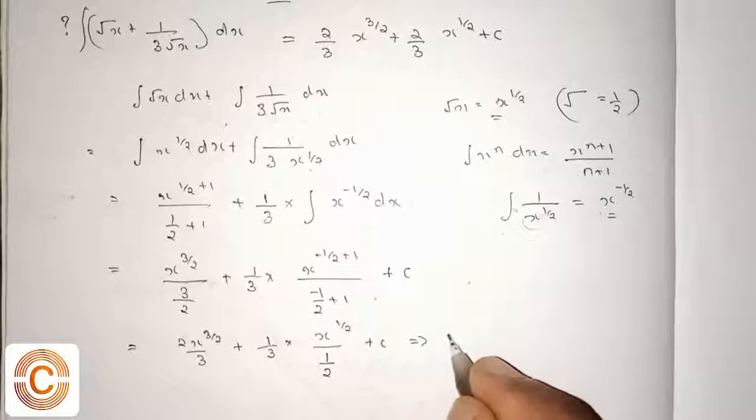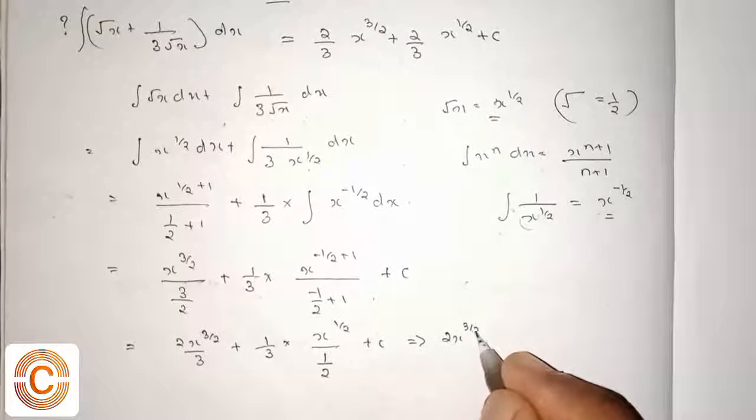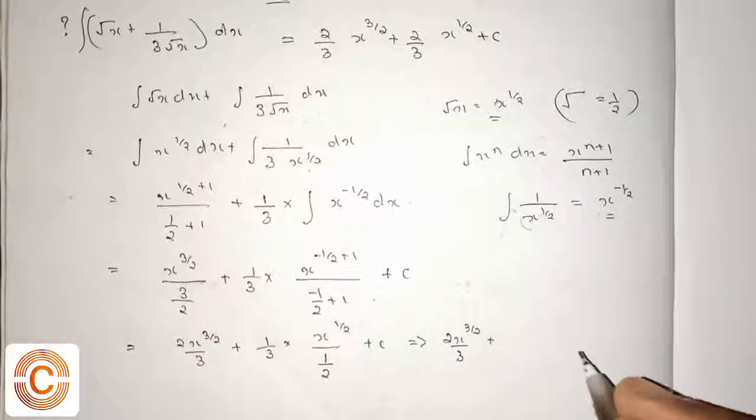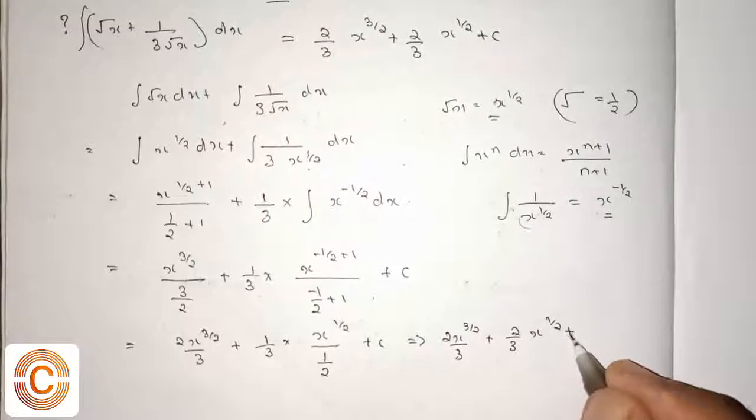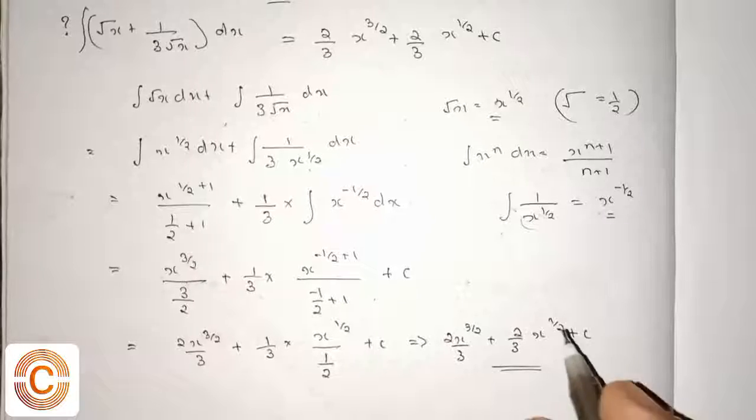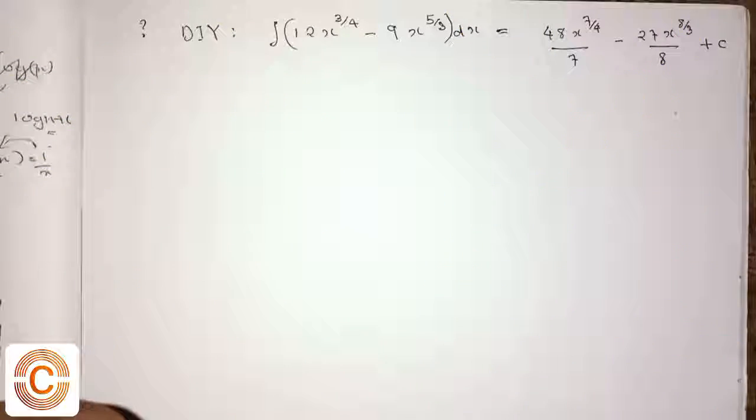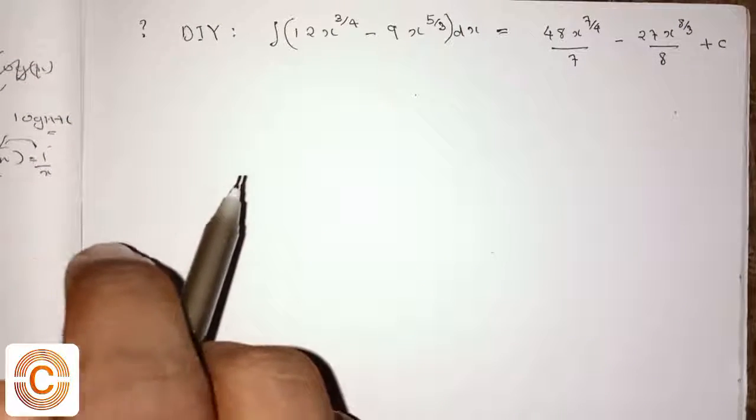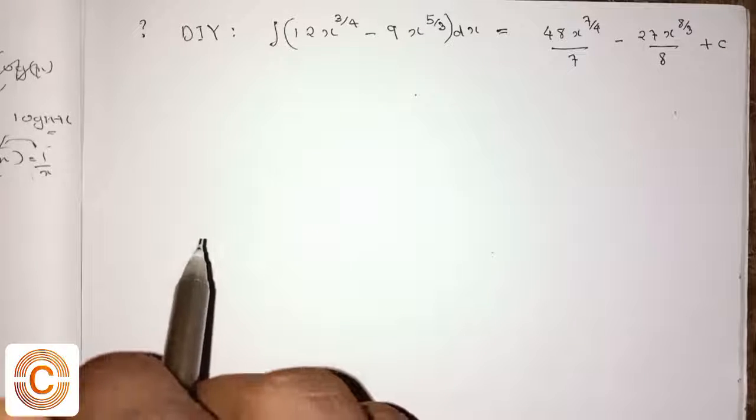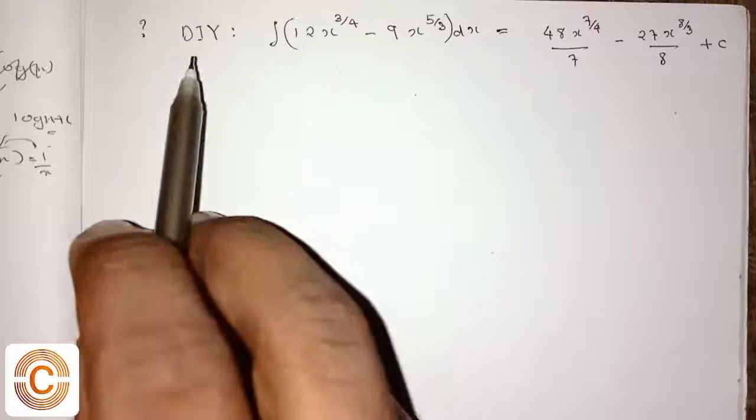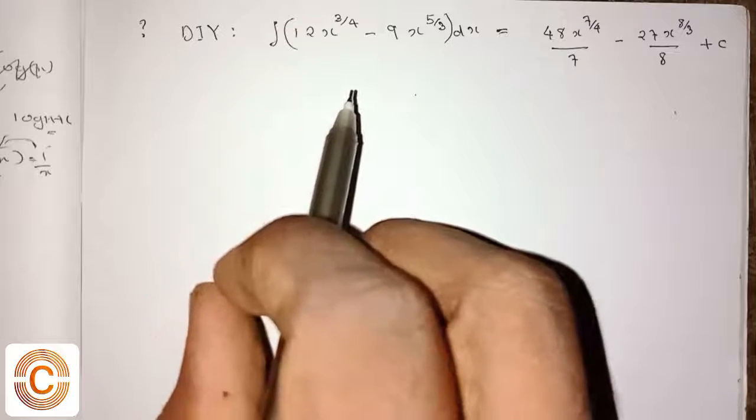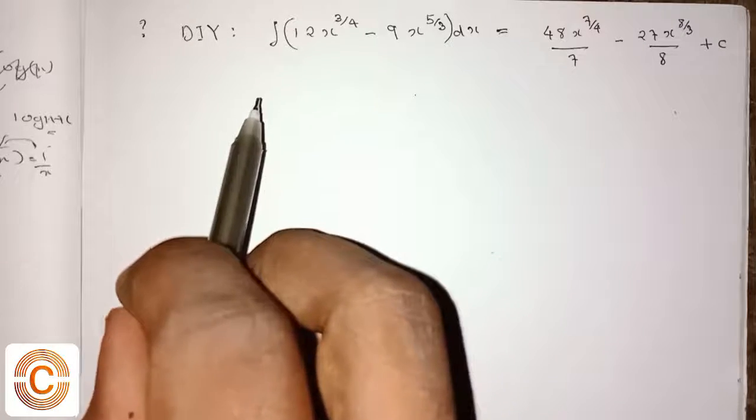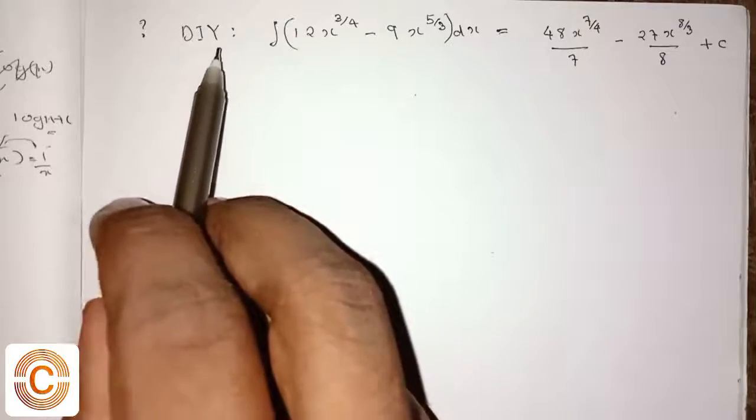So the final answer is 2x raised to 3 by 2 divided by 3 plus 2 divided by 3 into x raised to 1 by 2 plus c. So the question is proved now. So friends, we solved some questions based on the basic integration property. So there is a question, so do it yourself for more improvement in mathematics based on the integration properties and the basic integration things. So let's do it yourself.